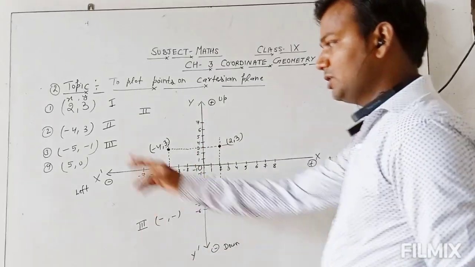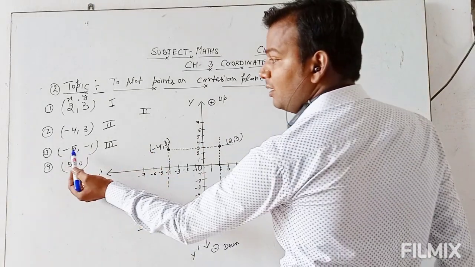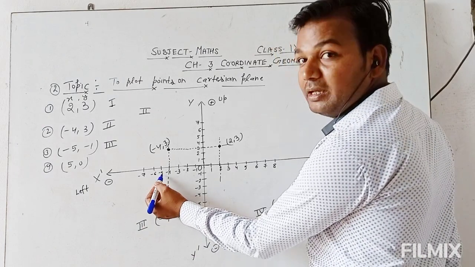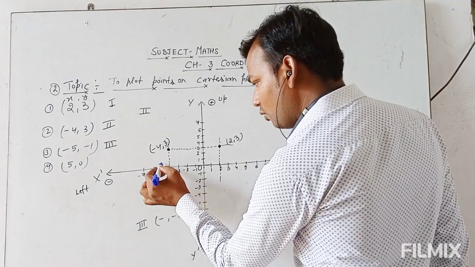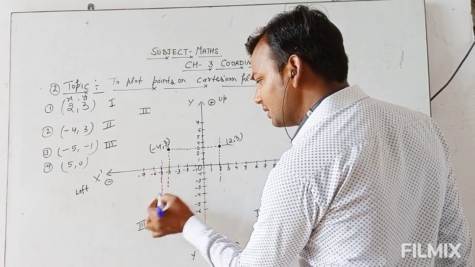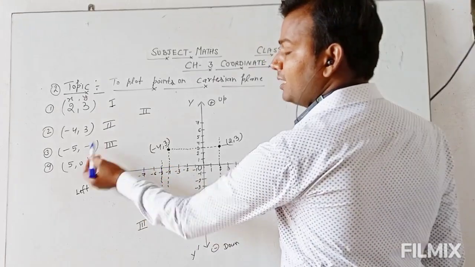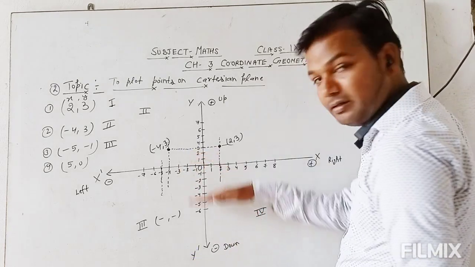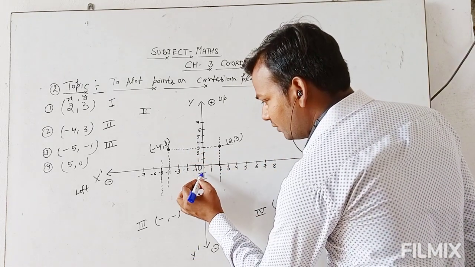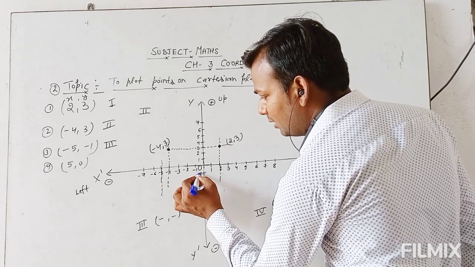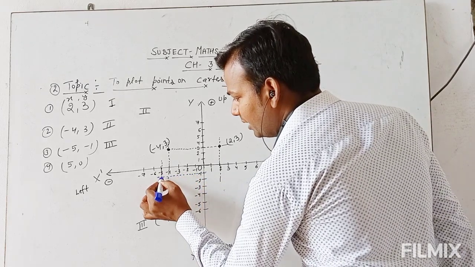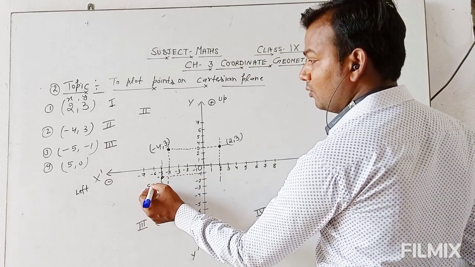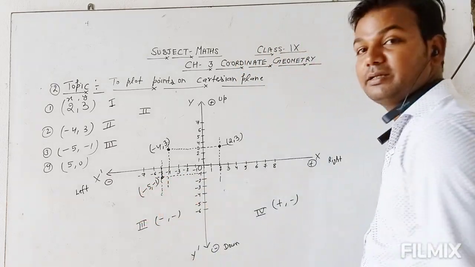Now plot this third point. Here the x coordinate is -5. -5 is here; the negative direction of x is this, so draw a perpendicular like this. It is -5. And the y coordinate is -1. Where y is negative, it goes downward. This is -1. Draw a perpendicular like this. This is the intersection point, so this intersection point represents (-5, -1).